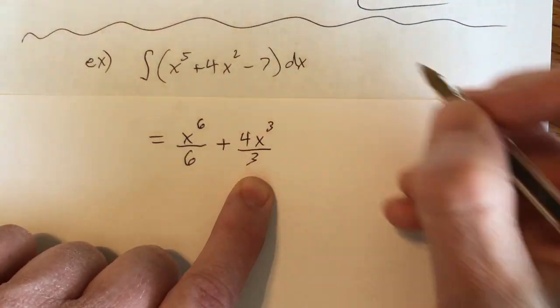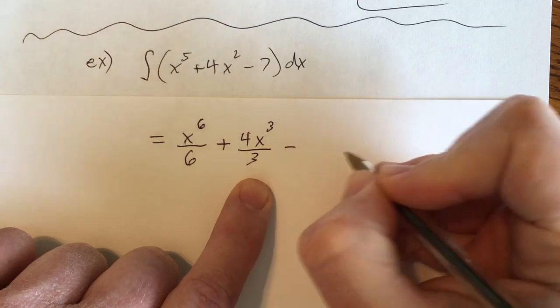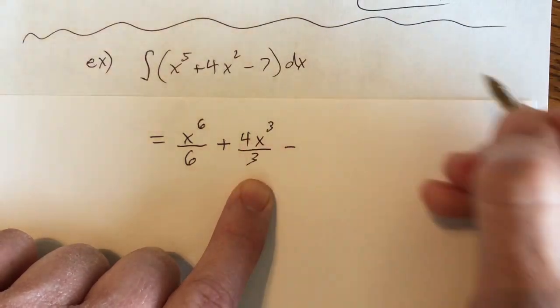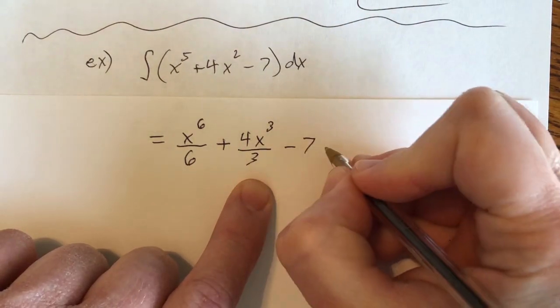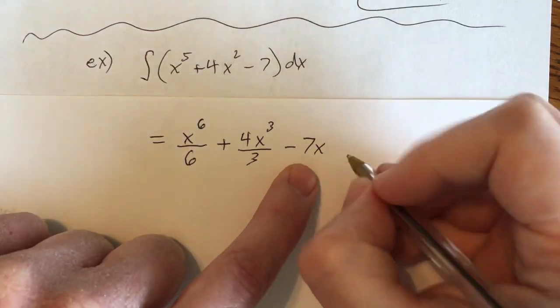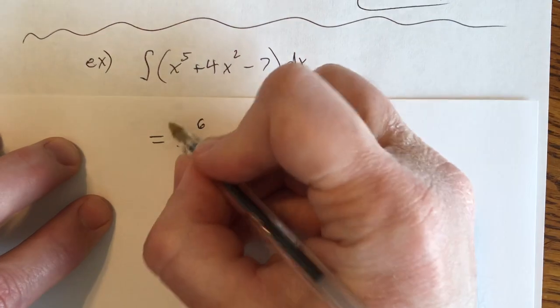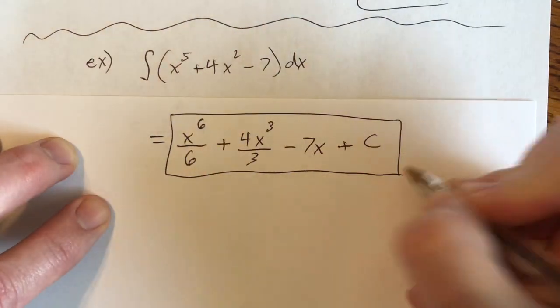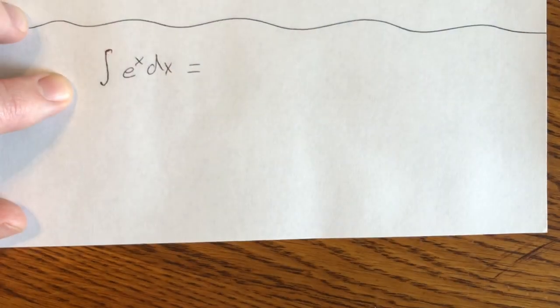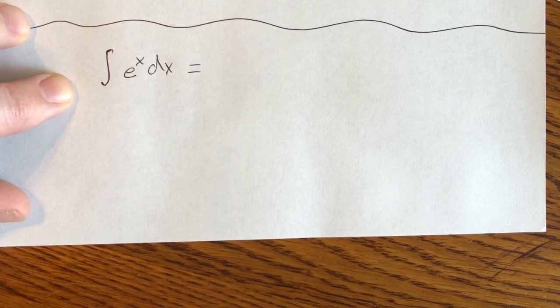Finally, minus 7. That's a constant. So the integral of a constant is just going to be the constant times x, so -7x. Again, because these are indefinite, make sure you always put the plus c at the end, and we're finished with that example.